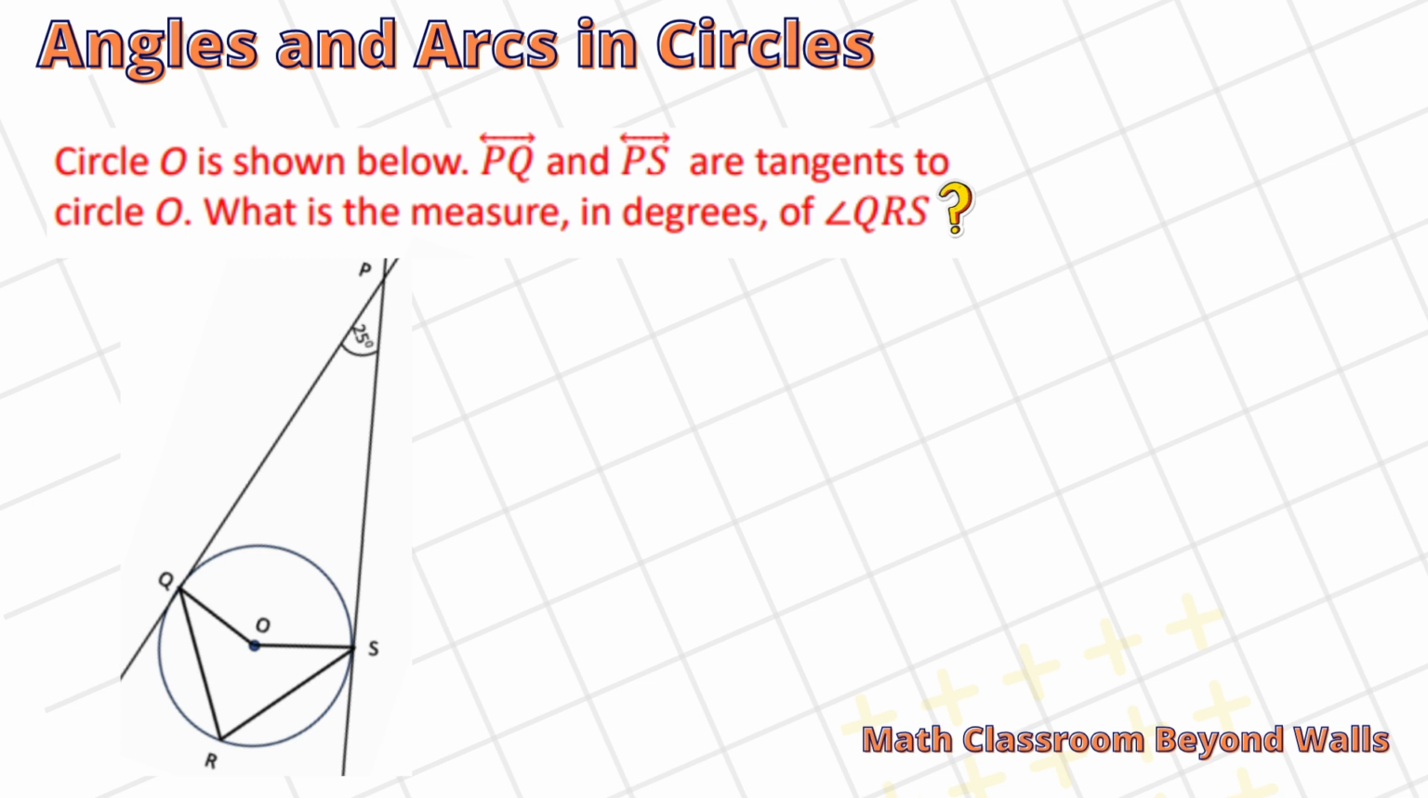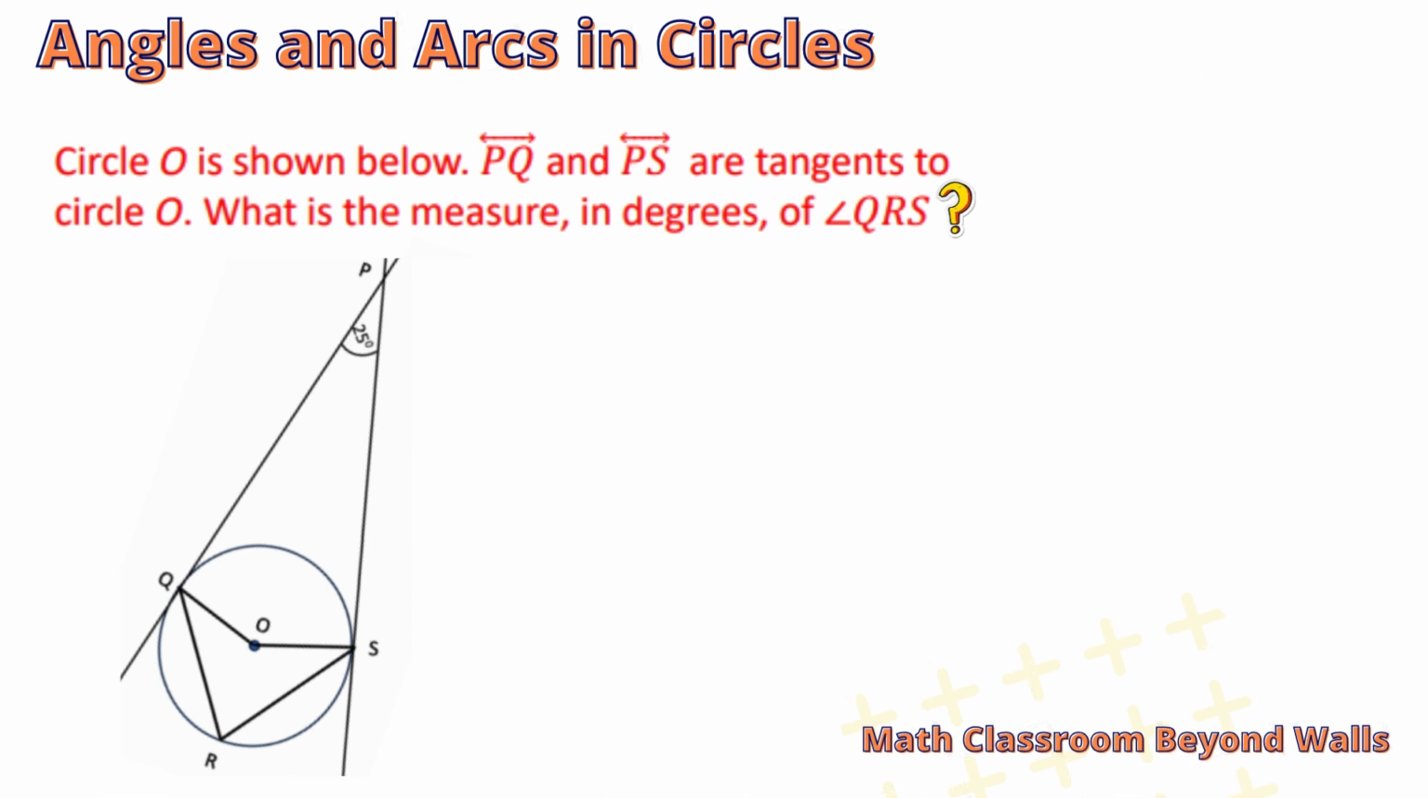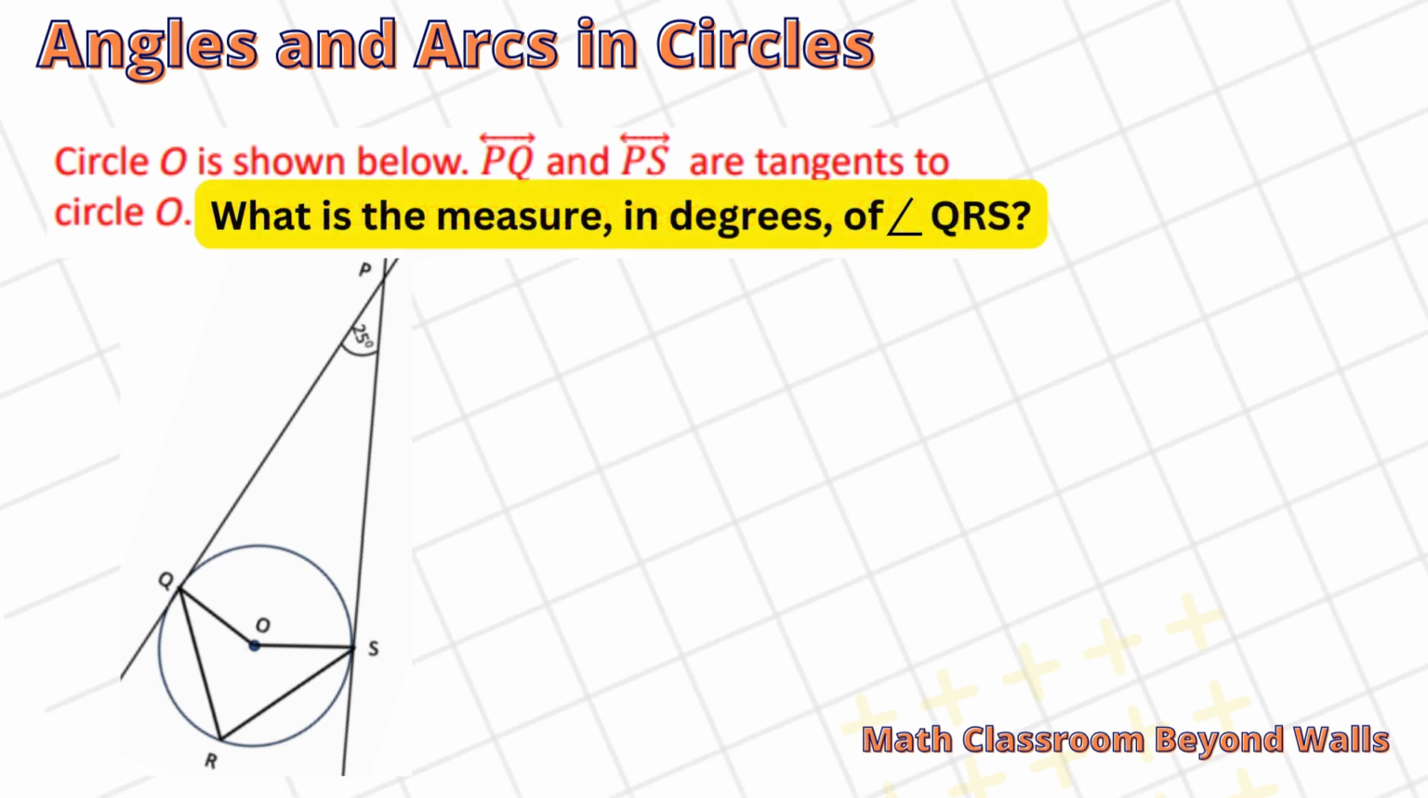As usual, when we are solving a problem, we must read the problem. If needed, we read it several times to know what we are looking for, note what information are given, and find ways by which the given information could help us determine what we are looking for. First, let us determine what we are looking for. In this problem, we are asked to find the measure of angle QRS.